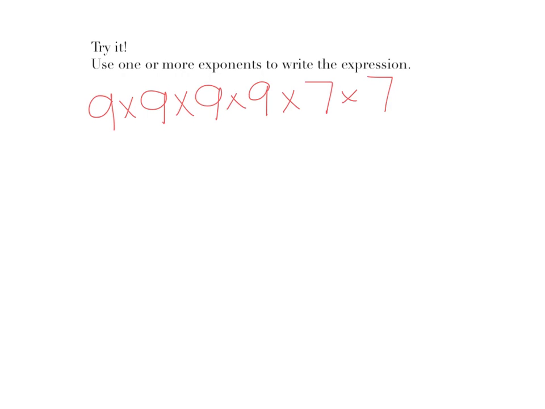Okay, so hopefully you paused the video and checked your work. Looking at how many factors we have here, we have two different factors repeated. We have 9 repeated and 7 repeated. It looks like 9 is our first base, and they repeated it 1, 2, 3, 4 times, so 9 to the 4th power, times 7, and they repeated it twice, to the 2nd power. Hopefully you got that one right. If not, go ahead and correct your work.